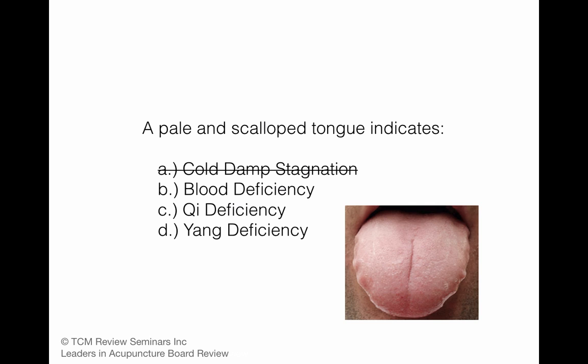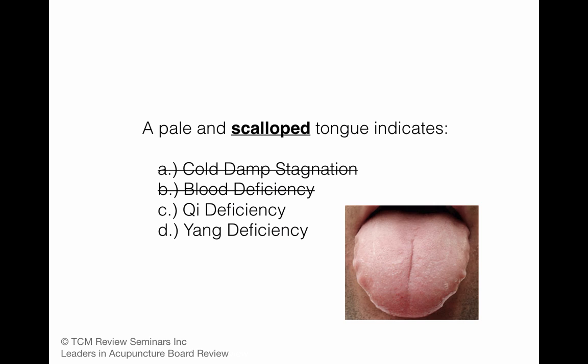And we know that a patient presenting with blood deficiency would have a pale and dry tongue, but not a scalloped tongue, so we can eliminate blood deficiency. Now we're wanting to differentiate between qi deficiency and yang deficiency, and both have a pale tongue. However, right now we're looking at what does a scalloped pale tongue indicate.